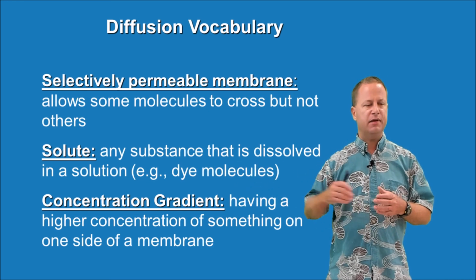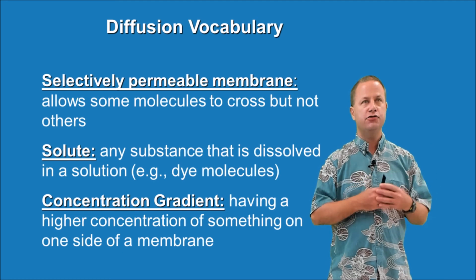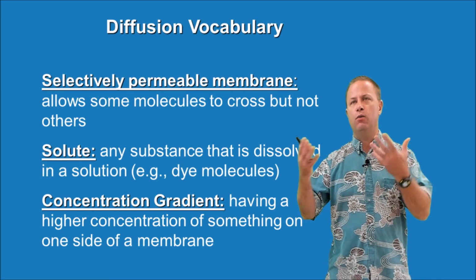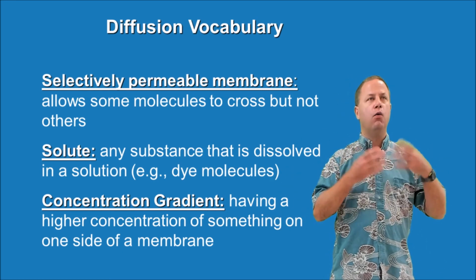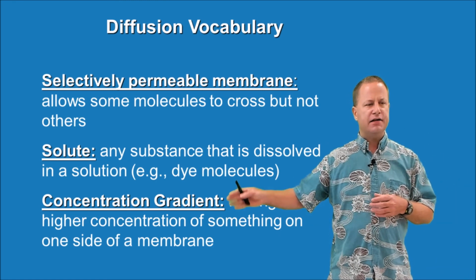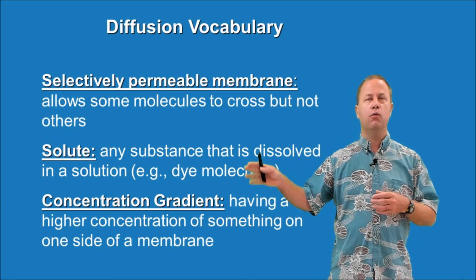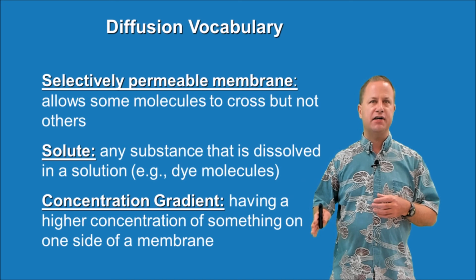A solute is something we haven't talked about before. A solute is anything that's dissolved in a solution, and usually the solution here is going to be water. So anything dissolved in water is going to be called a solute, and the water is our solution. All right, a concentration gradient means that we have more of a substance on one side of a room or one side of a membrane than we do on the other side.